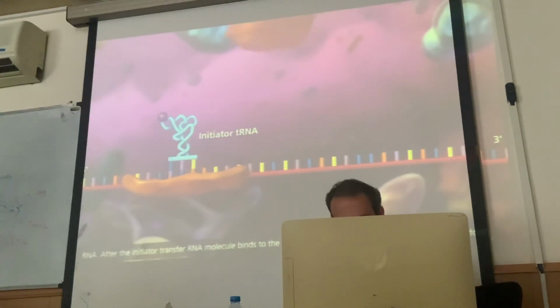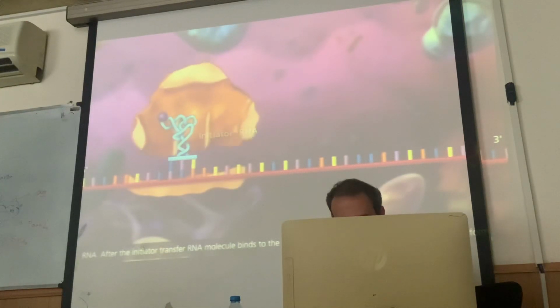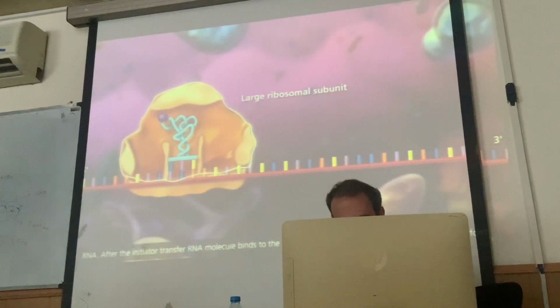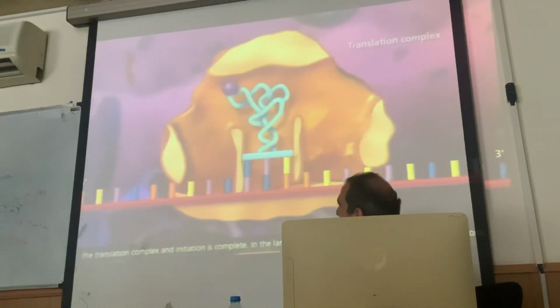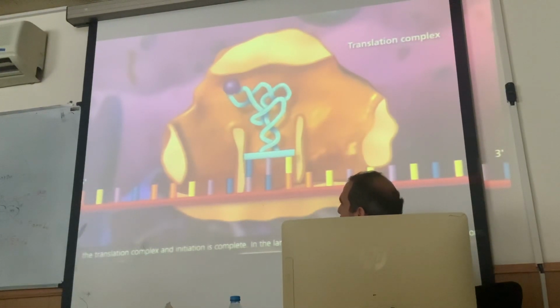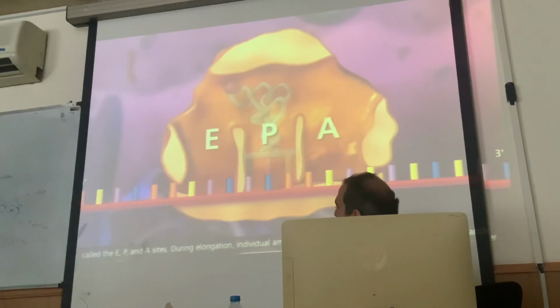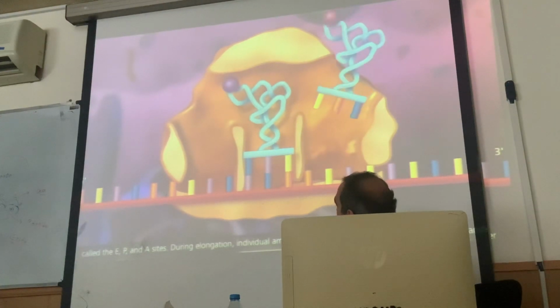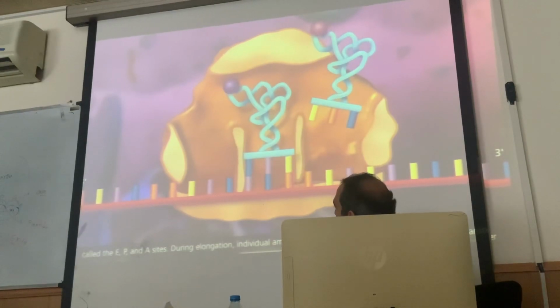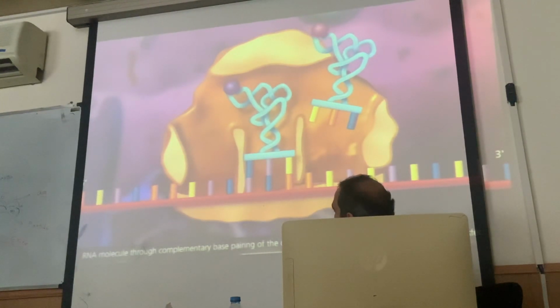After the initiator transfer RNA molecule binds to the start codon, the large ribosomal subunit binds to form the translation complex, and initiation is complete. In the large ribosomal subunit, there are three distinct regions called the E, P, and A sites. During elongation, individual amino acids are brought to the messenger RNA strand by a transfer RNA molecule through complementary base pairing of the codons and anticodons.